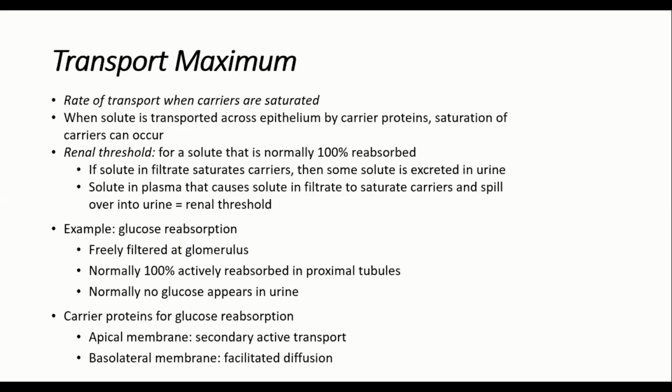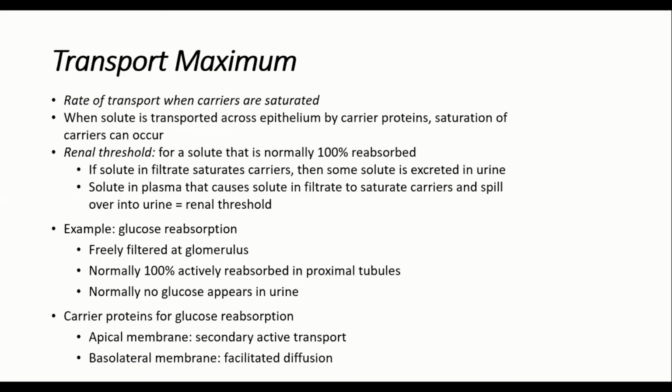And when these proteins are fully saturated, we're going to call that the renal threshold. So the renal threshold is the maximum amount of that solute that we're going to be able to reabsorb. Okay. So glucose is an example of something that is normally 100% reabsorbed. So the renal threshold for glucose is above the normal concentration of glucose in the filtrate. So usually we're not going to hit that renal threshold. We're not going to fully saturate those carrier proteins, and all of the glucose is just going to go directly into the blood.